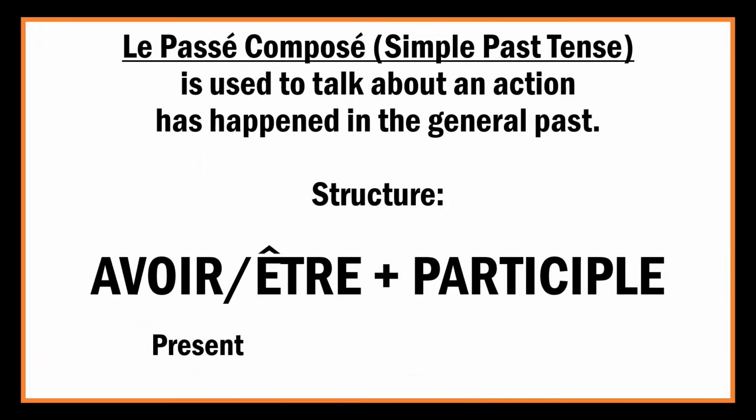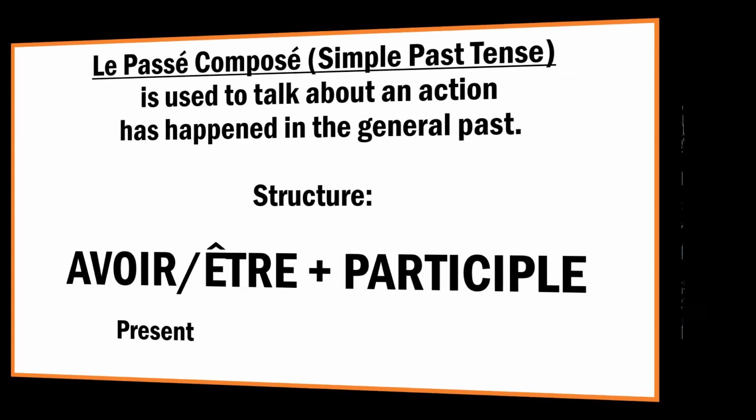Coming to the next tense now, which is called the passé composé, or the simple past tense. As in English, it is used to talk about something that has happened in the general past. It is made up of 2 parts: the auxiliary, which is either avoir or être in the present, and the participle. Most of the time we use the auxiliary avoir, but for certain verbs the auxiliary is être, which you will get in the next few slides. But first, let's look at the participle formation.